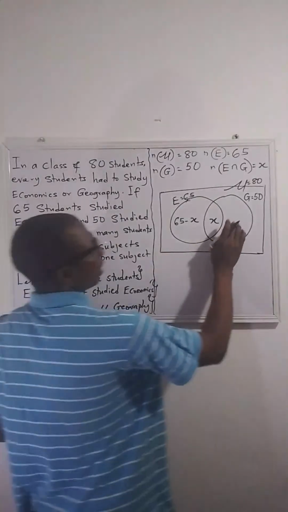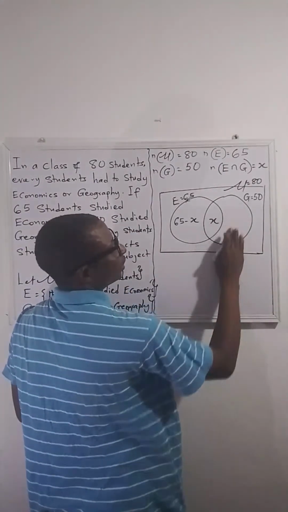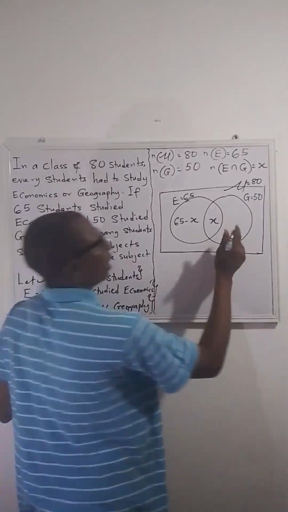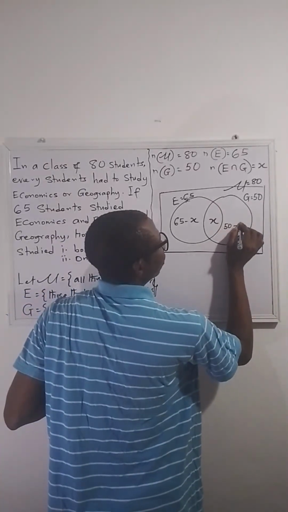And the same thing also applies to this. Number of those that studied geography only, that's going to be what? 50 minus what? X.